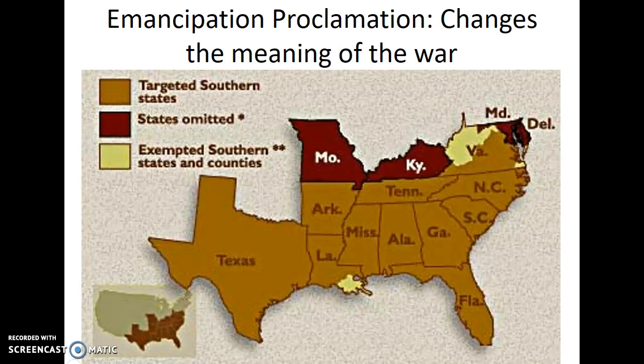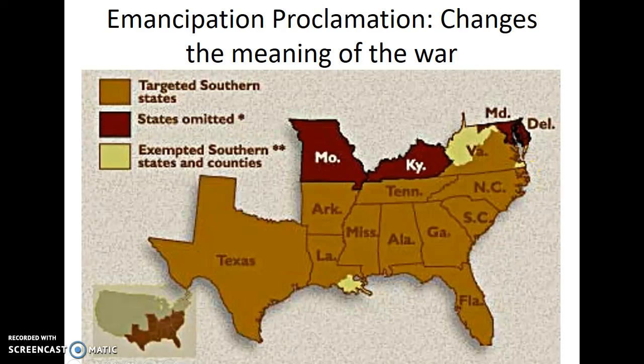So this is a map just showing you how the Emancipation Proclamation plays out. You see mostly where it affected was the Deep South, these southern states that had rebelled, most of Virginia. West Virginia wasn't involved, obviously. But the states that were omitted, that it didn't apply to, were the northern states that had slaves, like Missouri, Kentucky, Maryland. So this was a very strategic move.